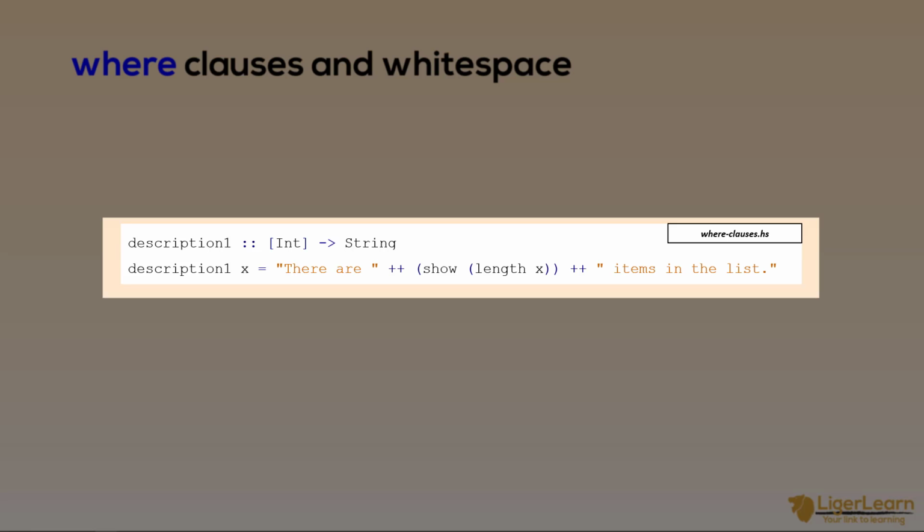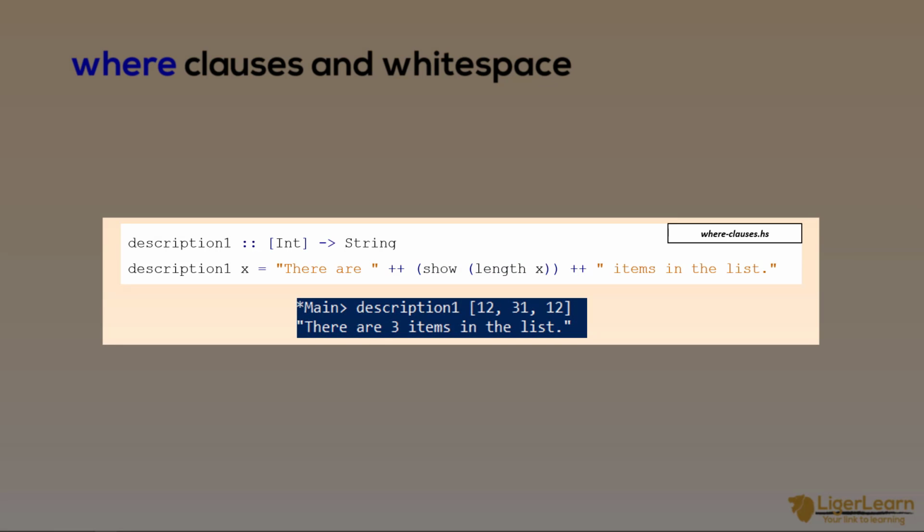But the length returns an int, and we cannot concatenate a string with an int, so we need to convert the int to a string. And that is exactly what the show function does. It takes the int and converts it to a string. Then all of this is concatenated into a single string. And when we call the function, we get our result like so, as we would expect.